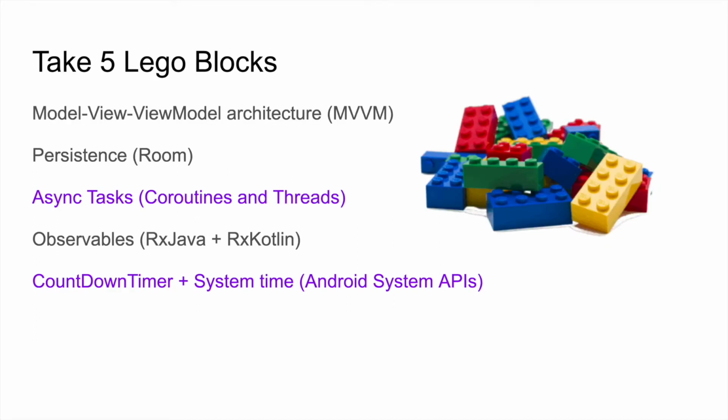Take 5 is composed of a few different components. It follows a model view model architecture. It uses Room for persistence. It takes advantage of async tasks using coroutines and threads. It also makes use of observables with RxJava and RxKotlin. And then the specific Android system features that it uses are the countdown timer, system time, and of course, threading.